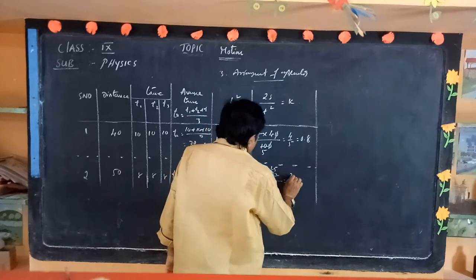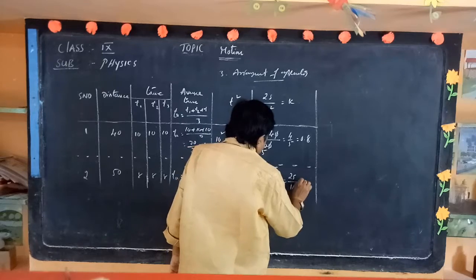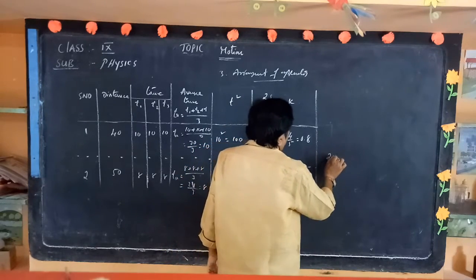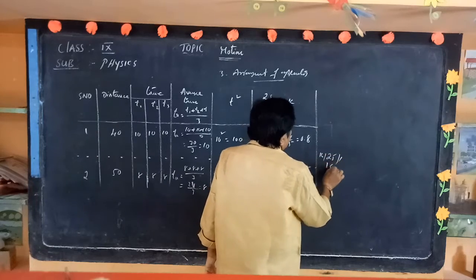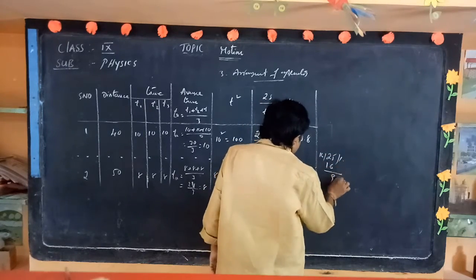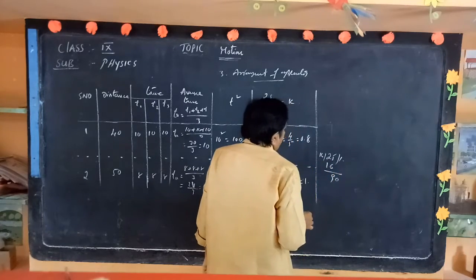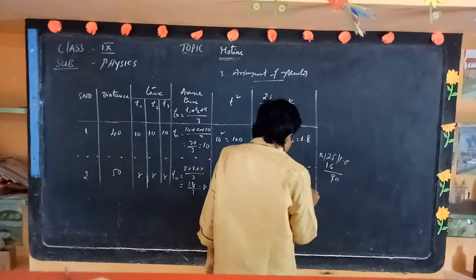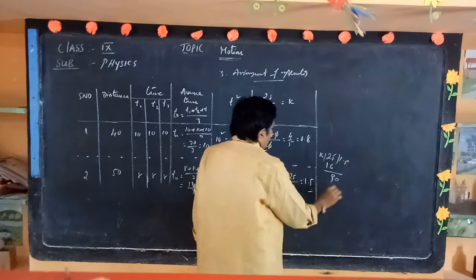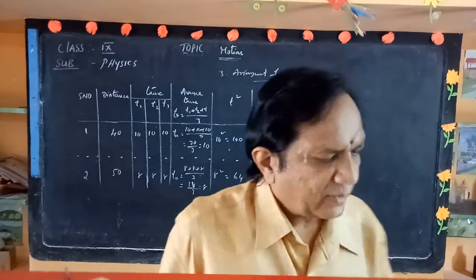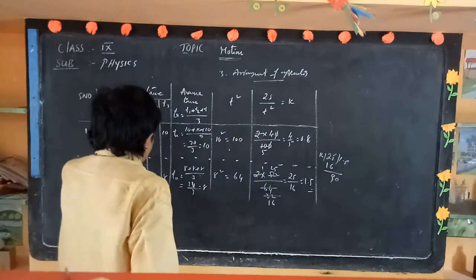What do you get? 25 by 16. So 25 by 16 means 1 point something. So divide 25 by 16. 16 ones are 16. So 9. Keep point 0. 16 fives are 80. So 1.5 we get. So like that, constant values are obtained for each value.